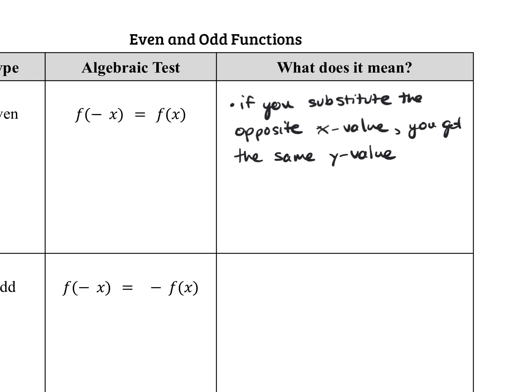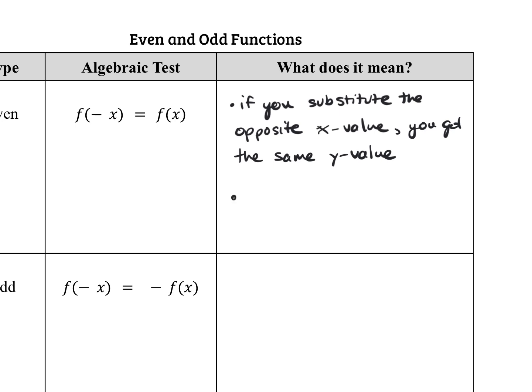That would be like if you plugged in -5 and the output was +2, and if you plugged in +5 and the output was also +2, we could say that that is an even function, as long as that holds true for any x value. So opposite x values give you the same y value.